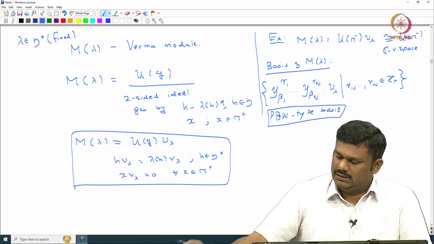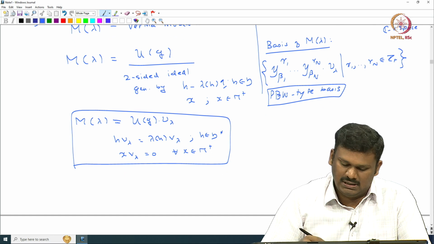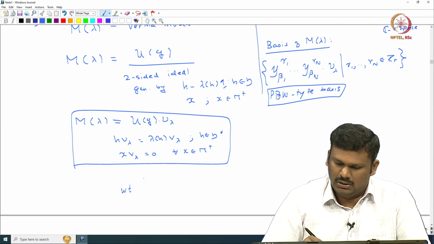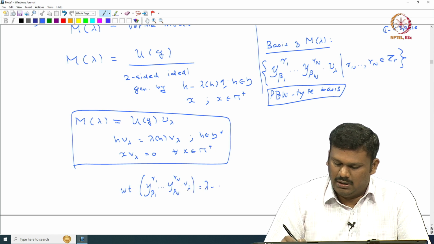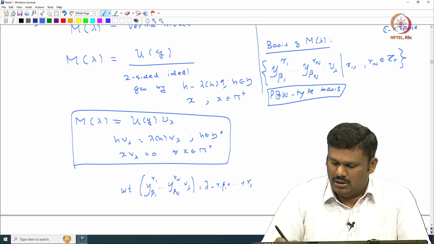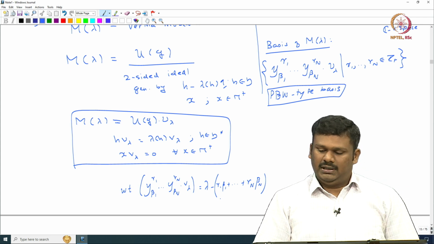So, note that the weight of this basis element, y_{beta 1} power r_1 etcetera y_{beta n} power r_n v_lambda, is nothing but lambda minus r_1 beta_1 plus etcetera plus r_n beta_n. Okay. So, this is the weight.